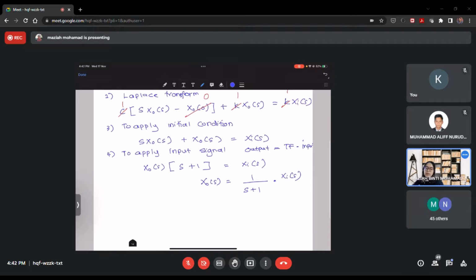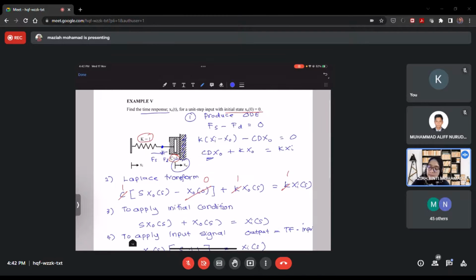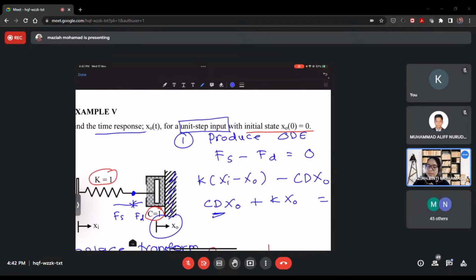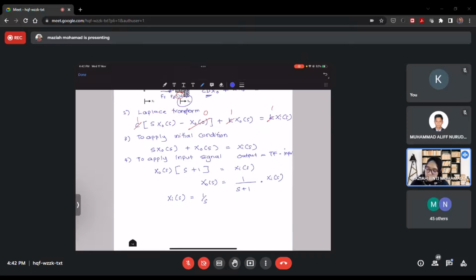So we're going to apply the input signal, where the input signal Xi(s) is equal to 1 over s. Why 1 over s? Because it is mentioned here it is a unit step input, meaning the unit is 1. So step input is 1 over s. Therefore the equation will become 1 over (s plus 1) multiplied with 1 over s.